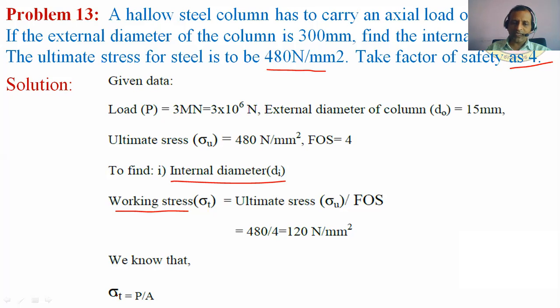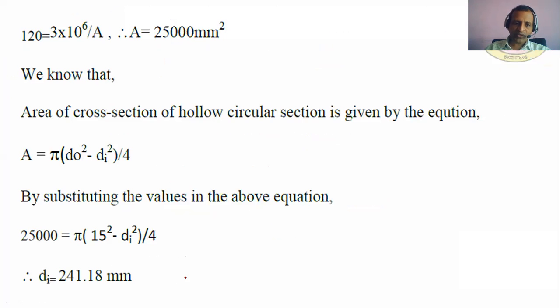So we know that sigma is equal to P by A. Substitute all the values here again, and you will get the area A. Now for the hollow cylinder, area is pi by 4 into D0 square minus DI square. Substitute the values in the above equation. D0, the outer diameter, is given in the problem, substitute it there. Only DI is unknown; substitute everything except that, then find it in the calculator and you will get DI is equal to 241.18 mm. So this is the internal diameter.